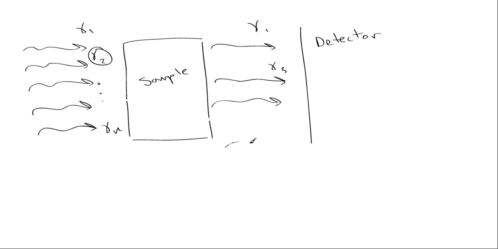So if several of the photons are absorbed, say gamma 2 and gamma 5, are absorbed by the sample, they won't show up on the detector, so you will have dark patches where no light hits the detector, and this is what's known as the absorption spectrum.